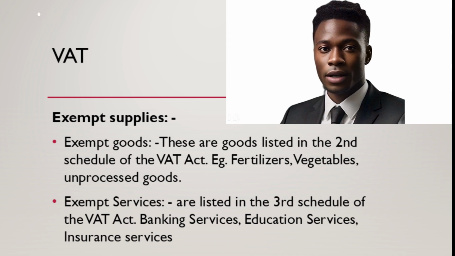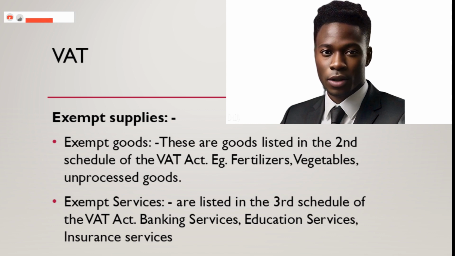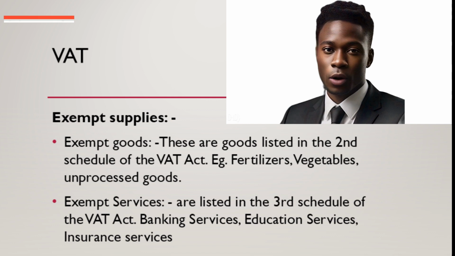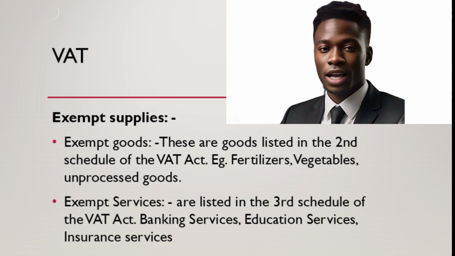Okay, now let's talk about exempt supplies. These are goods and services that are specifically exempt from VAT according to the VAT Act. Exempt goods are listed in the second schedule of the Act, and examples include things like fertilizers, vegetables, and unprocessed goods. Exempt services, on the other hand, are listed in the third schedule of the VAT Act, and examples include banking services, educational services, and insurance services. Keep in mind that the dealers in exempt supplies, unlike those dealing with zero-rated goods, are not entitled to claim any input VAT that they incur. Are there any questions about exempt supplies at this point?